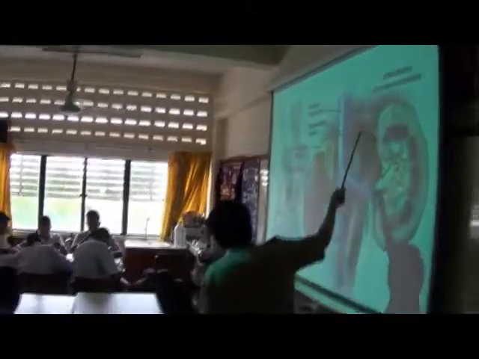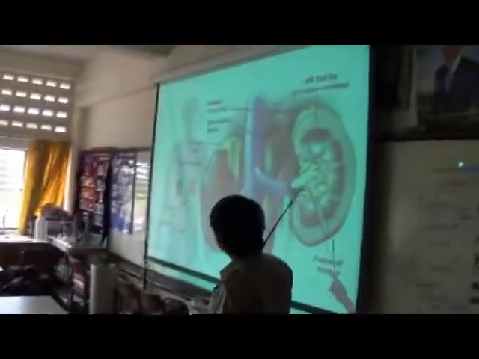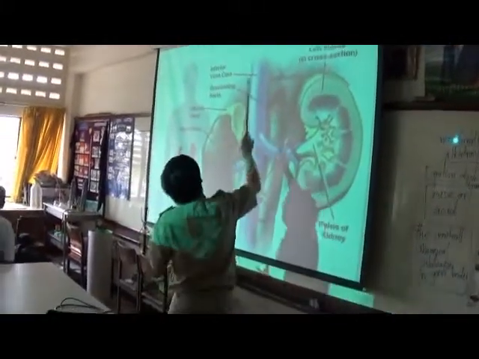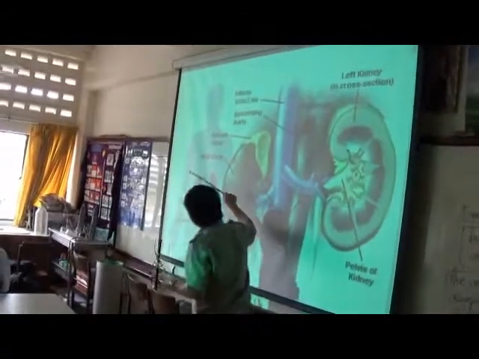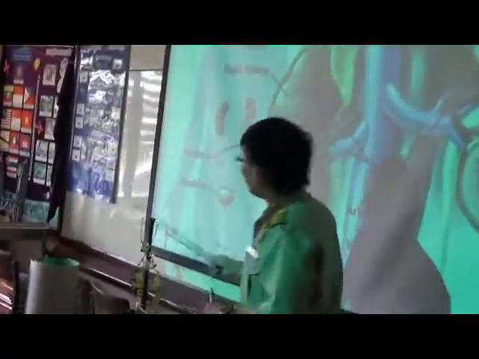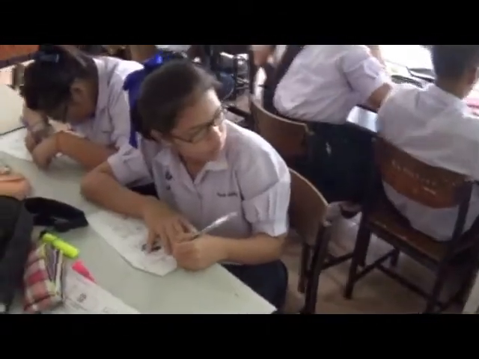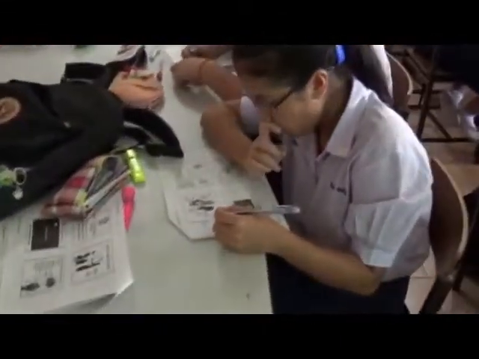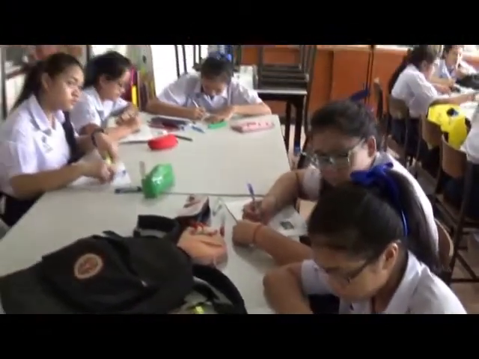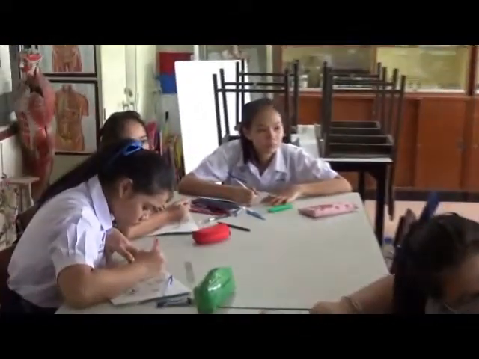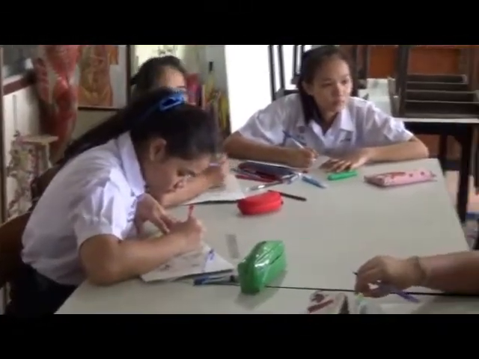You can see it like this in your chest. Okay. You can translate in Thai. What is this? Kidney. Very good. You can write this word, kidney. How many kidneys in your body? Two kidneys in your body. Okay? This picture is called kidney. Two kidneys in your body. Okay.